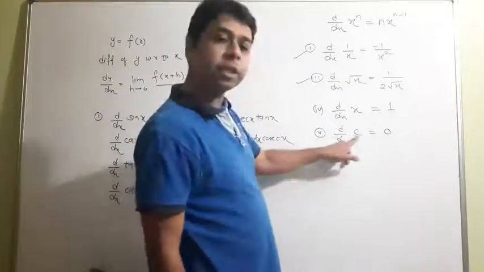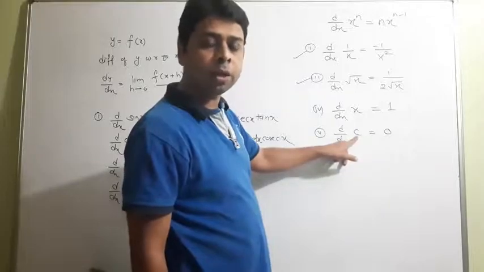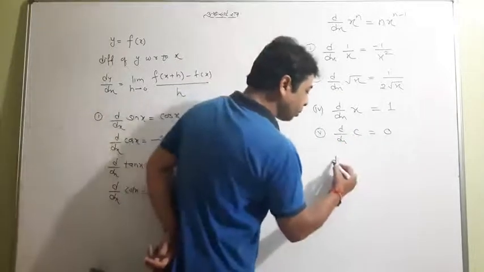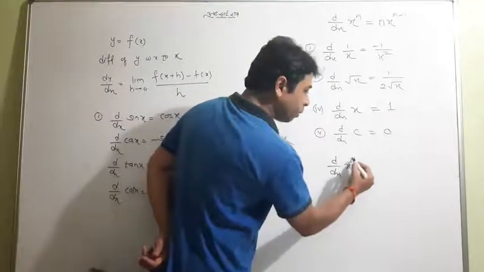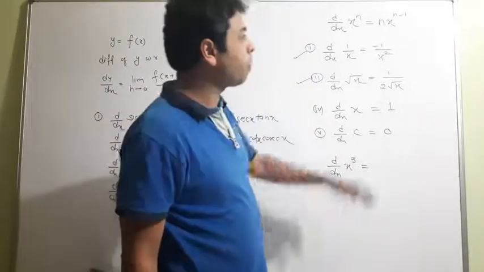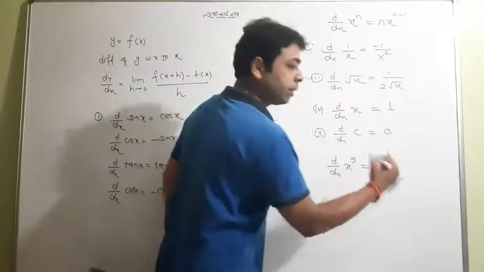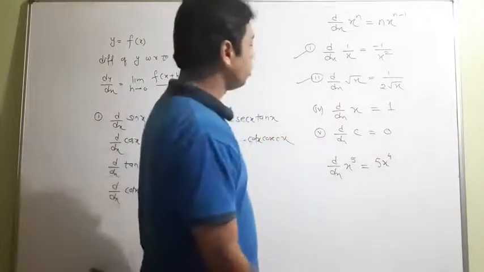And how can we identify the constant term? Definitely it should not be x. Sometimes students can get confused. If I write x to the power 5 and ask you what is the answer, definitely the answer is 5x to the power 4. That is simple.